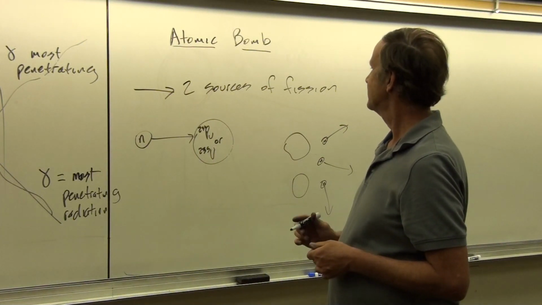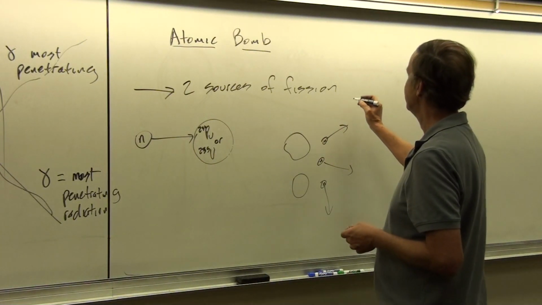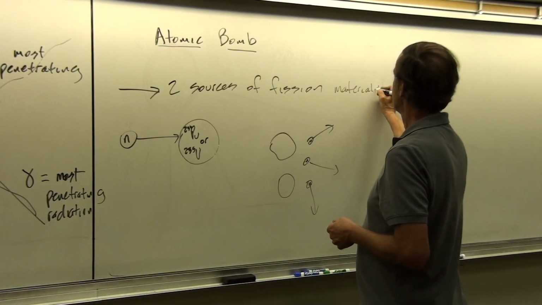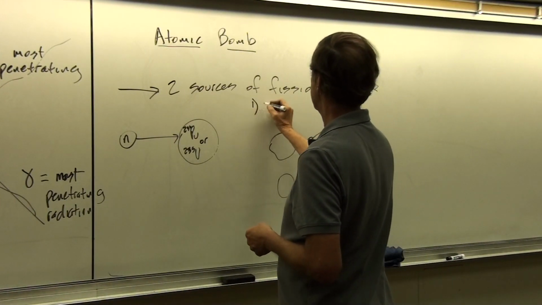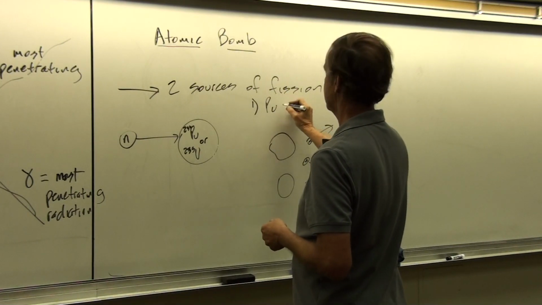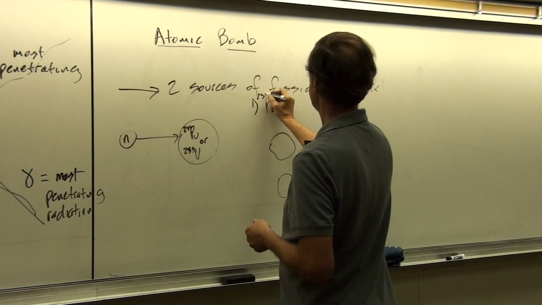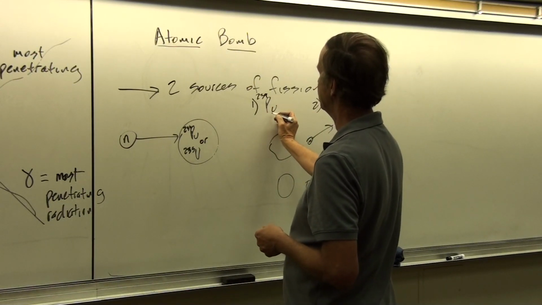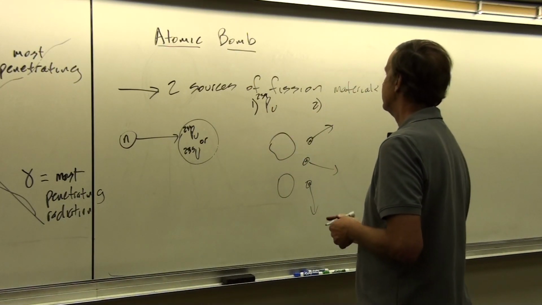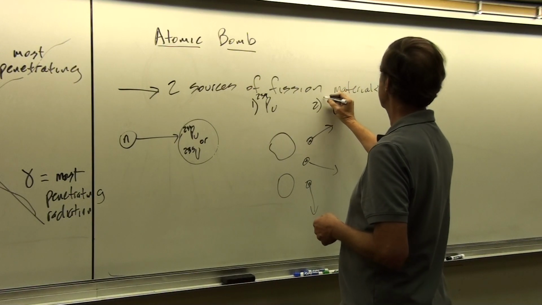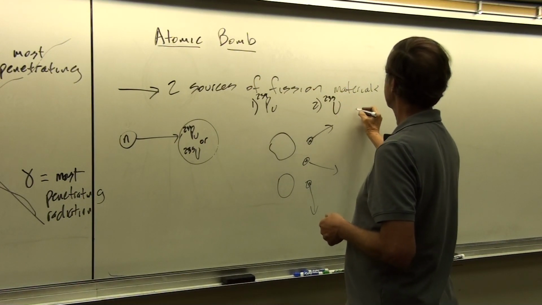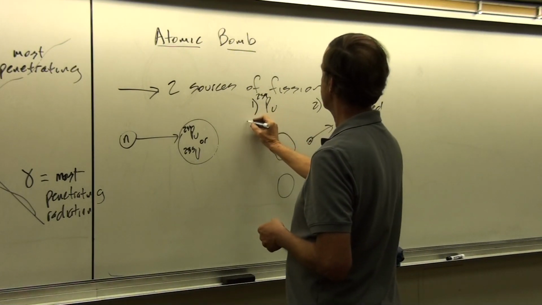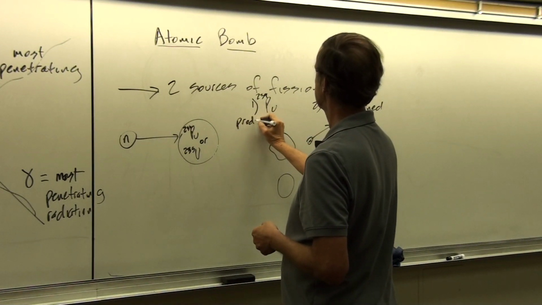But the two sources of fission materials were the plutonium-239, and I showed you the reaction for how this was built up in nuclear power plants before, and the uranium-235. And so this had to be mined, and this had to be produced in nuclear power plants.